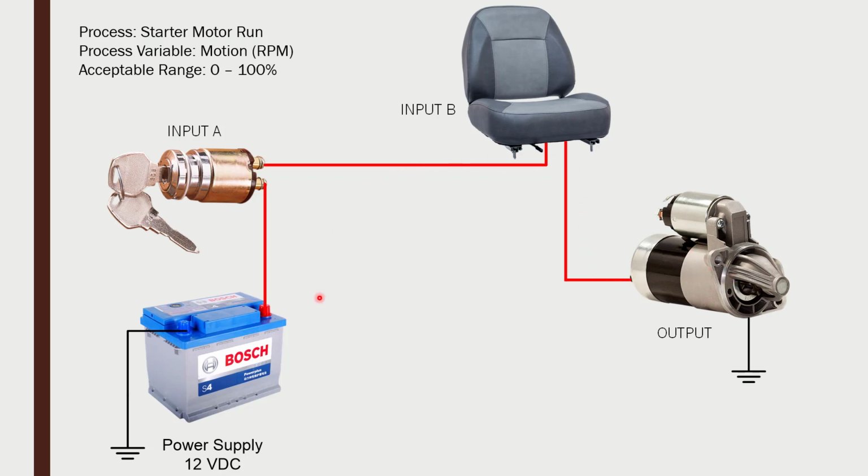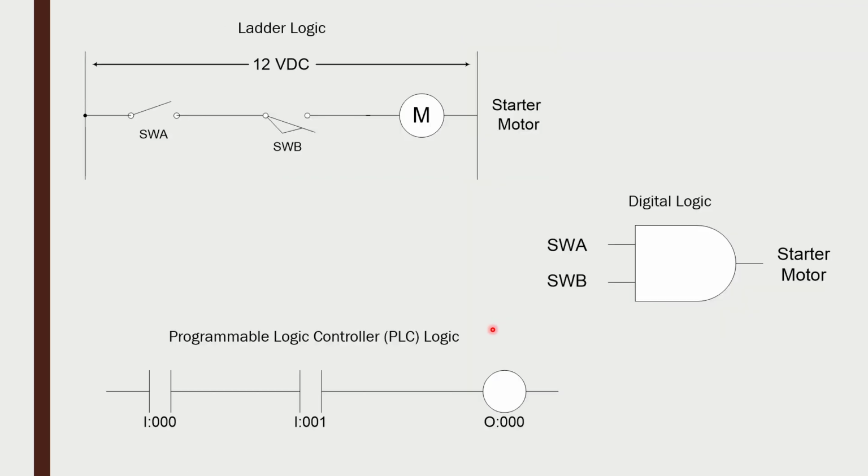Now this logic that I've desired, A and B, an AND function, I'm able to design and construct circuitry that allows that logical function to occur. Now, if we were to look at that on a logic ladder, it would look something like this. You see that I've got to have switch A, which was the key, switch B, which was the switch under the seat. Both of these have to be made before that starter motor would run.